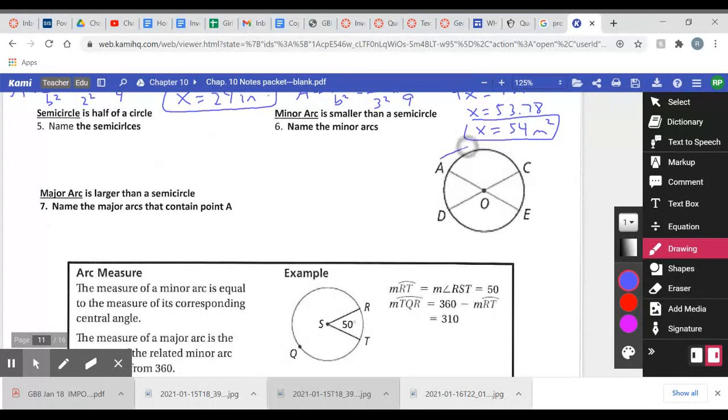One of them goes from A to C to E. So I'm going to say A, C, E. And I have to have 3 letters, and the A and the E have to be the 2 endpoints of the semicircle, and then I'm just naming one other letter on that semicircle. Another one I can see is D, A, E.